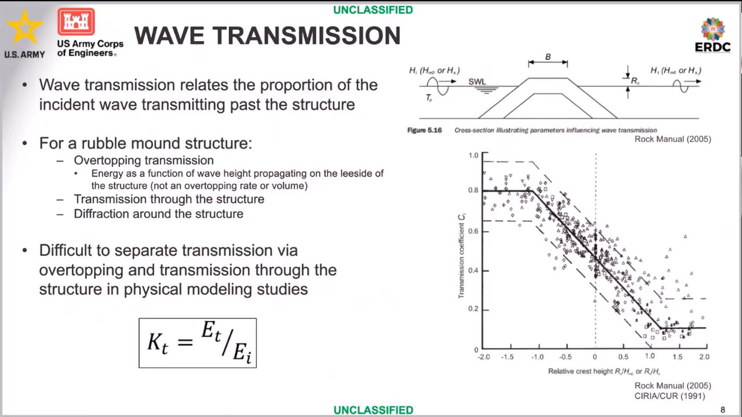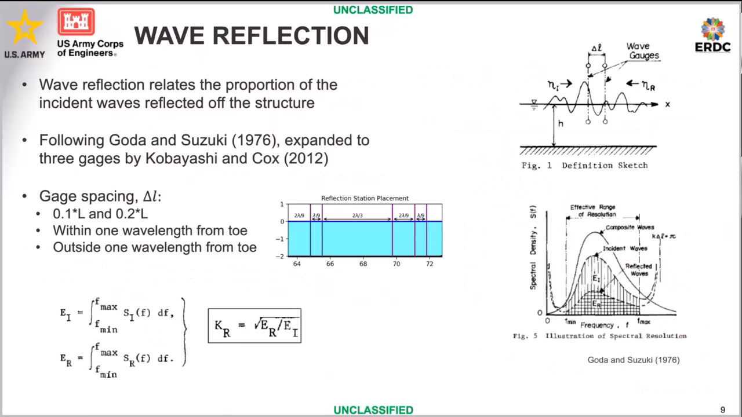I'll show a diagram of the domain and where we put stations a little later in this presentation. But for the most part, our wave transmission standard is energy transmitted versus energy incident, that ratio, to produce a KT. And then for wave reflection, similarly, it's the square root of the energy reflected versus the incident wave energy. So that is based off of the Goda and Suzuki equations from 1976.